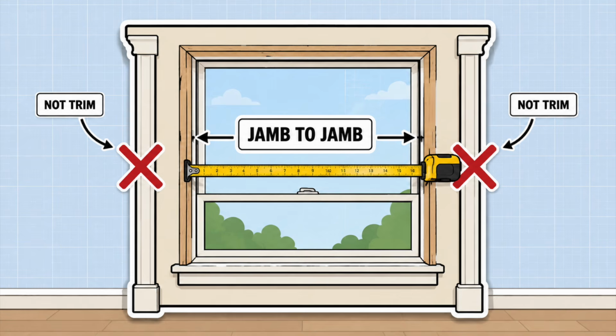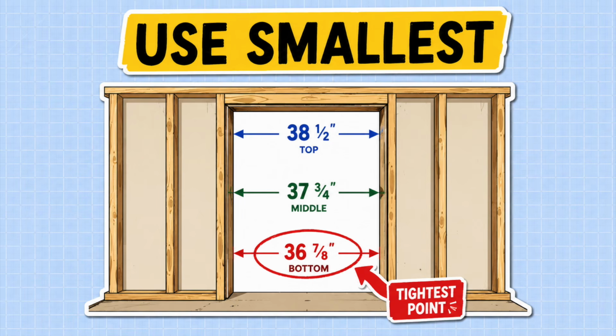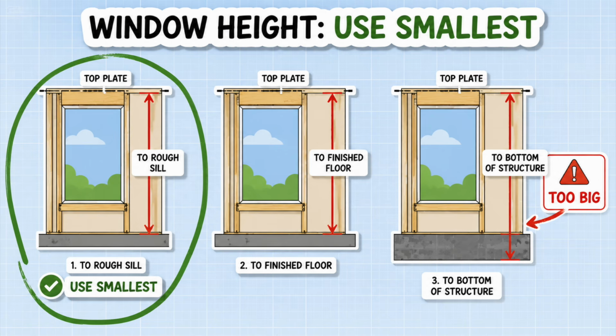Inside measuring usually starts jamb to jamb, not trim to trim. Measure the width at the top, middle, and bottom. Write down the smallest width, because that is the tightest part of the opening. Then measure the height on the left, center, and right. Again, use the smallest height to avoid ordering a window that is too big.